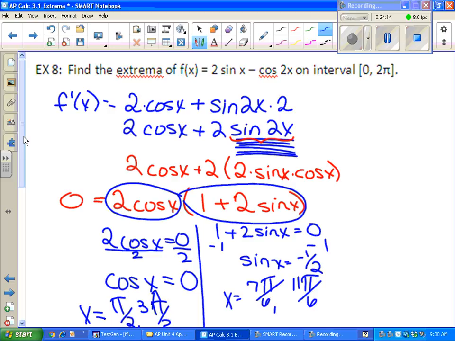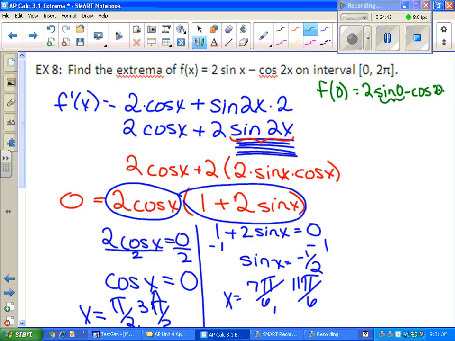I can do some of them in my head, but I don't know if I can do 7 pi over 6 and 11 pi over 6 in my head for sine and cosine. But we probably can. Are we ready? Let's do one. Let's take the function and put in my first critical value. Let's just put 0 in there. Everybody okay? So it's 2 times sine of 0 minus cosine of 0 times 2.